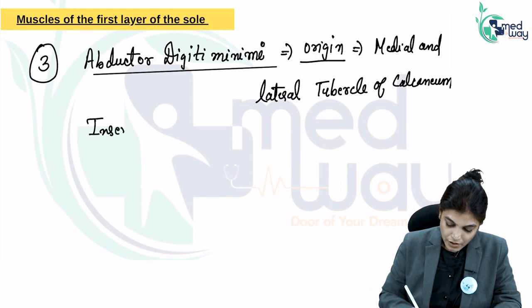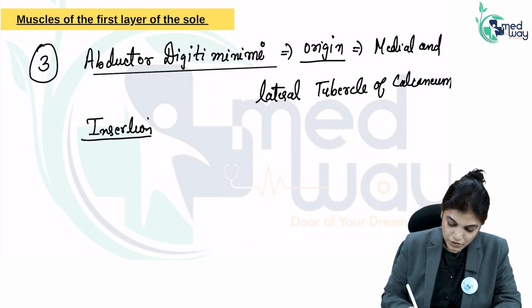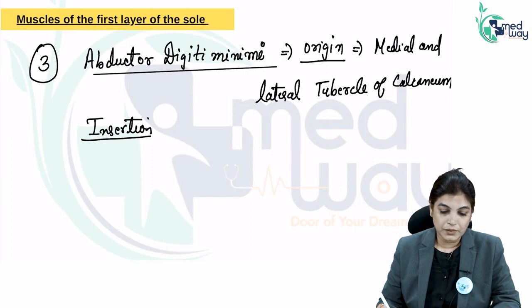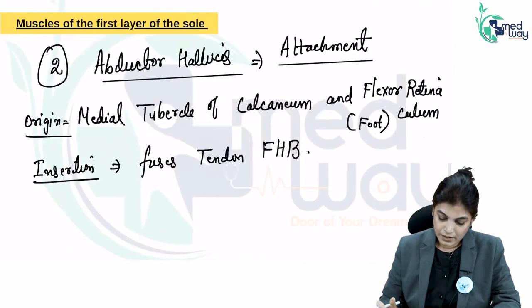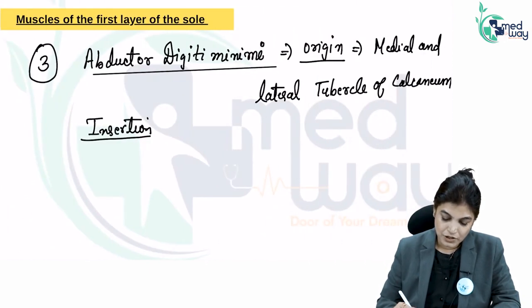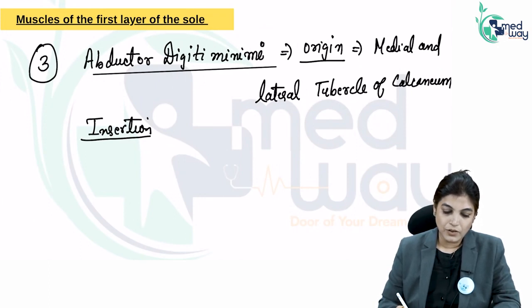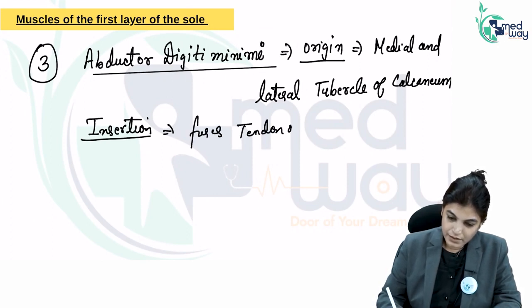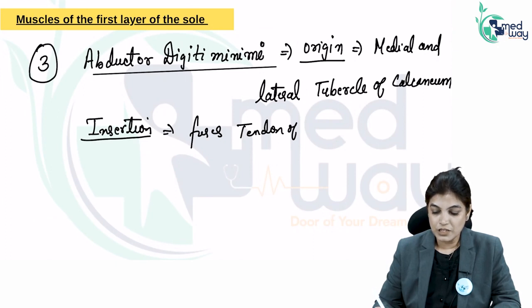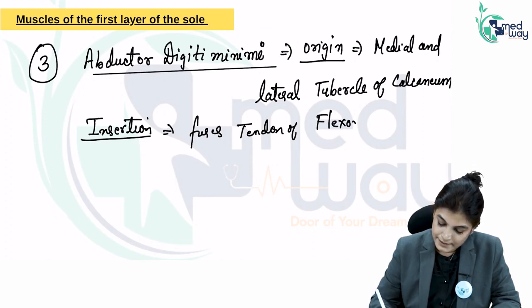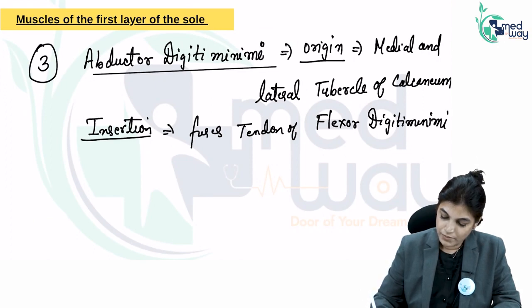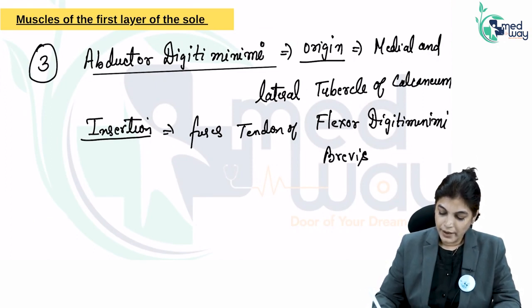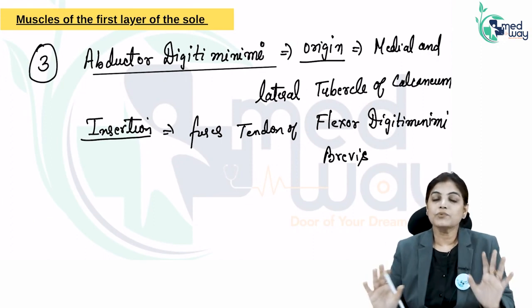Let's talk about the insertion. If I talk about the insertion attachment, it is again the fifth toe. If I talk about abductor digiti minimi, it fuses with the tendon of flexor digiti minimi brevis. Okay. So that is all for the first layer of the muscle.